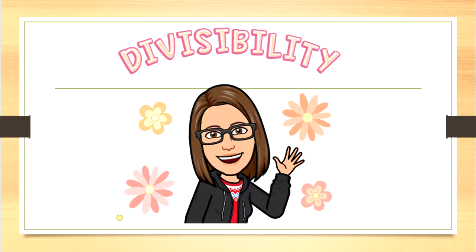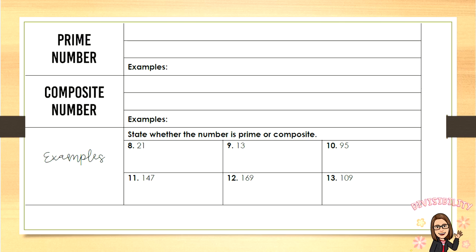Now we're going to talk about the divisibility rules, and we're going to go through and explain what they are. So when we have divisibility, we first have to start with what is a prime number and what is a composite number? Because a prime number will not be divisible by anything, but a composite will.